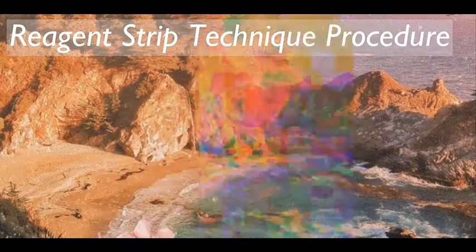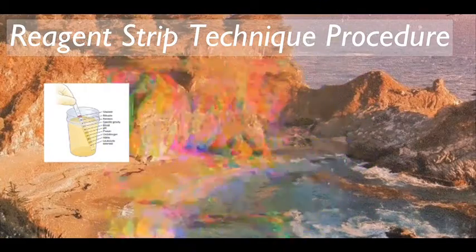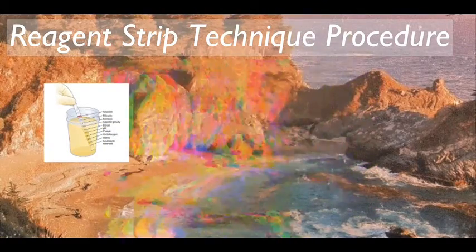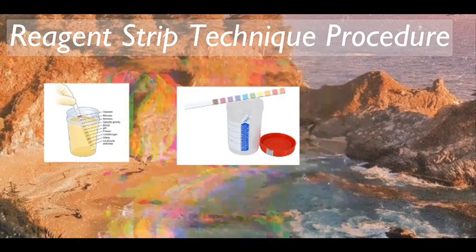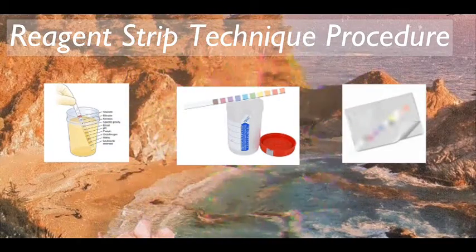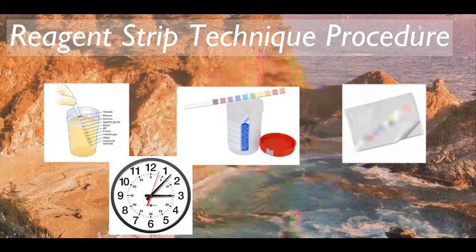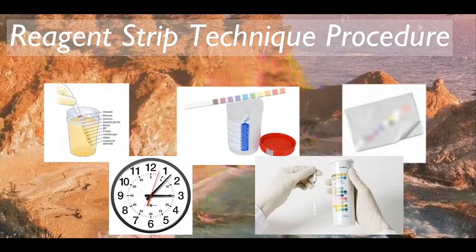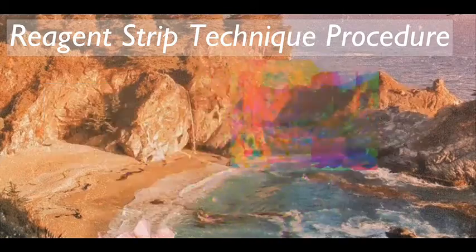Reagent strip technique procedure. Dip the reagent strip briefly into a well-mixed uncentrifuged urine specimen at room temperature. Remove excess urine by touching the edge of the strip to the container as the strip is withdrawn. Blot the edge of the strip on a disposable absorbent pad. Wait for the specified amount of time for the reaction to occur, and compare the color reaction of the strip pads to the manufacturer's color chart in good lighting.